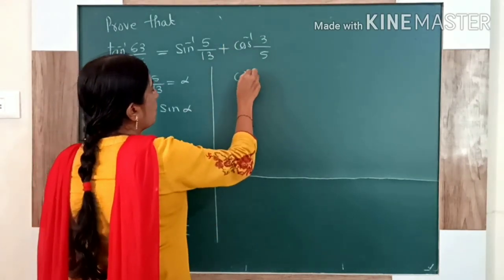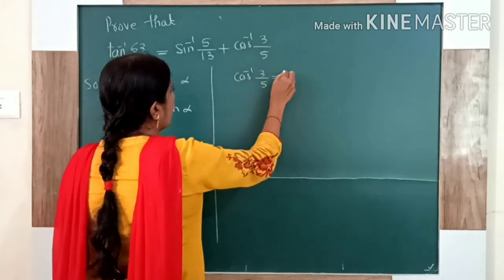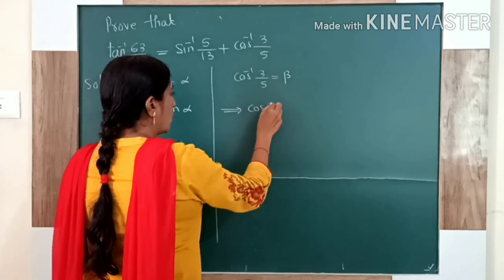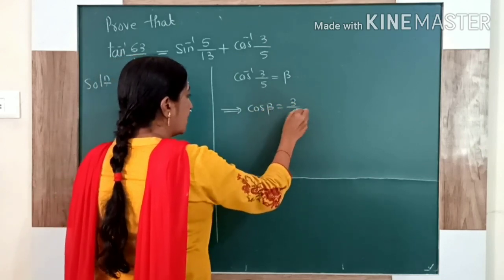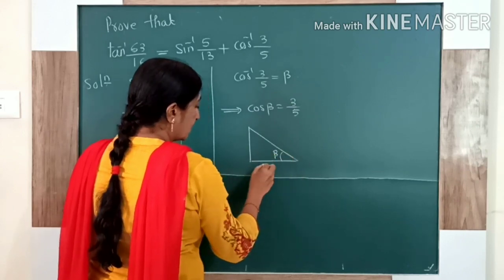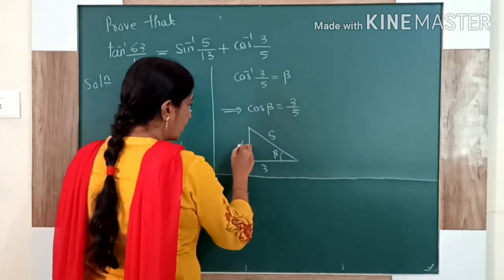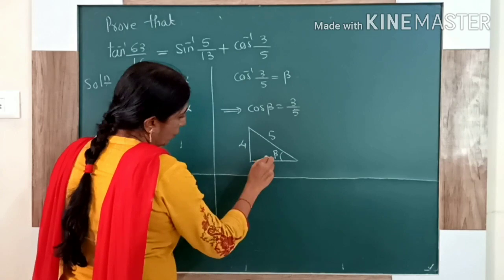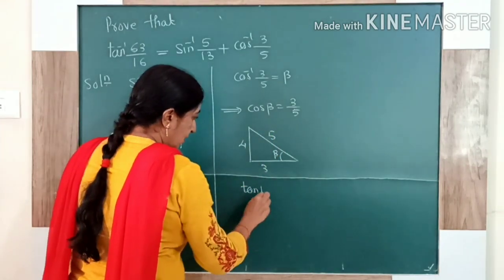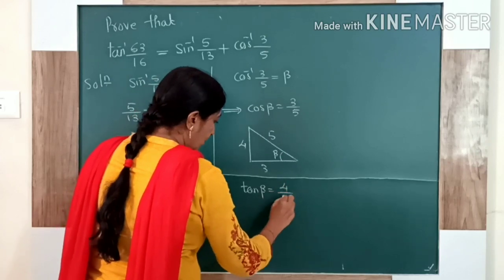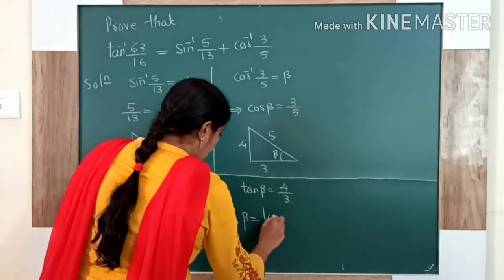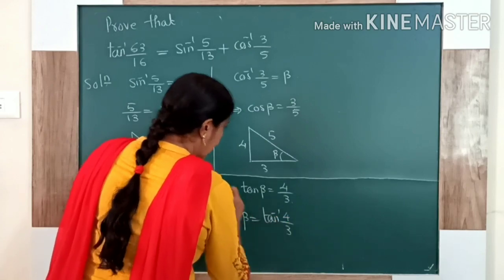And cos inverse 3 by 5 as beta implies cos beta is 3 by 5. Draw the right angle triangle. This is 3, 5, 4, because cos is adjacent upon hypotenuse. Write down tan. Tan beta is 4 by 3. So beta is equal to tan inverse of 4 by 3.